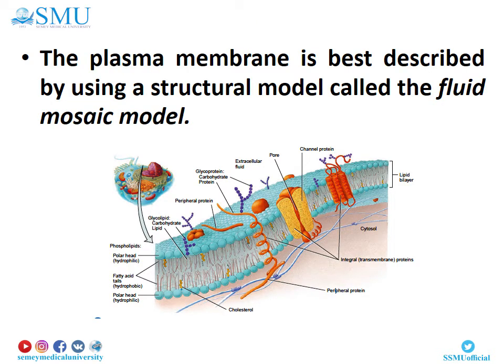is best described by using a structural model called the fluid mosaic model. According to this model, the molecular arrangement of the plasma membrane resembles as an ever-moving sea of fluid lipids that contains a mosaic of many different proteins.